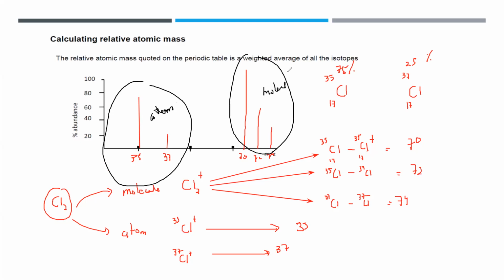Is it clear? For a non-metal which exists as a molecule, the molecules give three peaks and the atoms give two peaks. Is it clear? Any doubt in this?